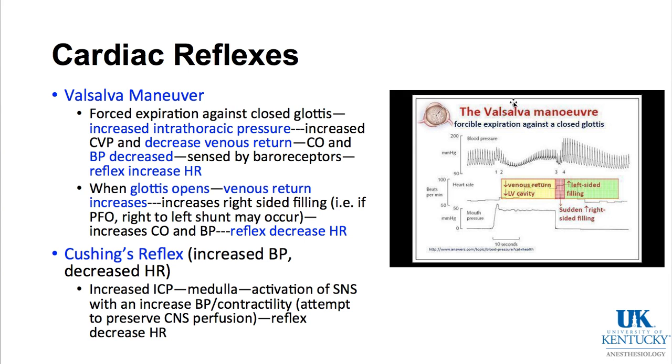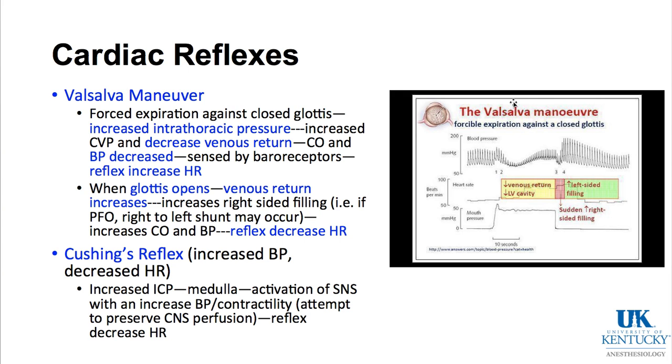The Valsalva maneuver is forced expiration against a closed glottis. So as you try to force expiration against a closed glottis, you're raising intrathoracic pressure. And as you raise intrathoracic pressure, there is a decrease in venous return to the heart. And if there's less blood in the heart, the cardiac output and blood pressure will decrease. Now, as the blood pressure decreases, this is sensed by baroreceptors, our carotid sinus, for example, and there's a reflex increase in heart rate.